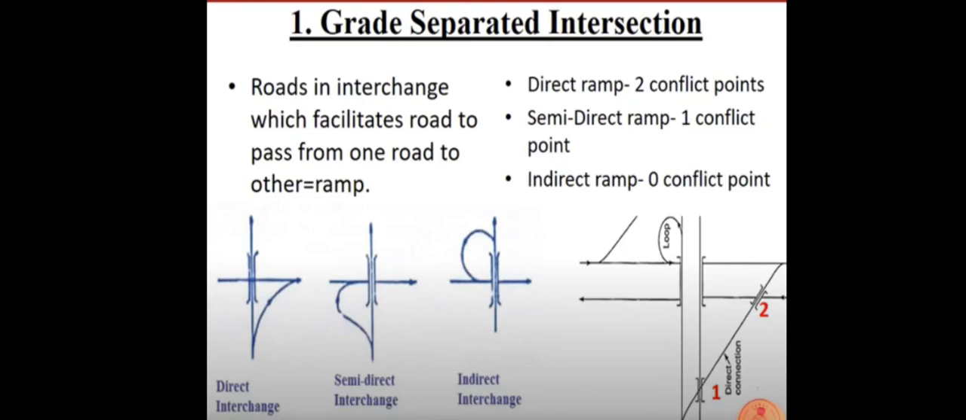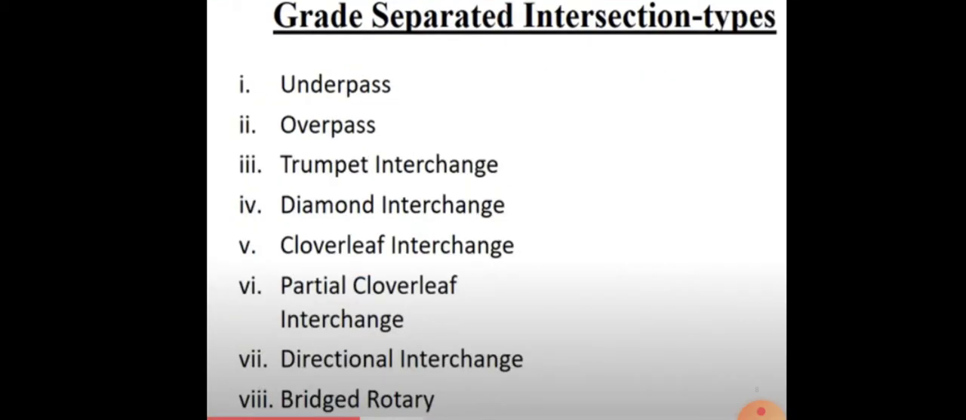So I hope it is clear. Now coming to the different types of grade separated intersection. Before that, the main objective of a grade separated intersection is to eliminate all the grade crossing conflicts that have been mentioned, and also to accommodate the other intersecting maneuvers, including merging, diverging, weaving, or the relative speed, etc. So that is the main objective of a grade separated intersection.